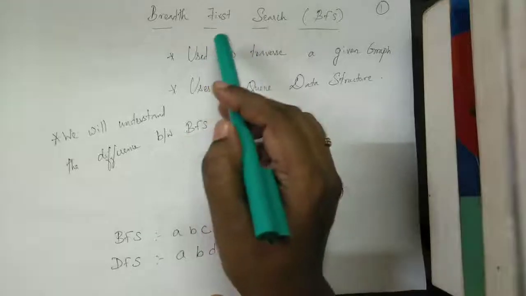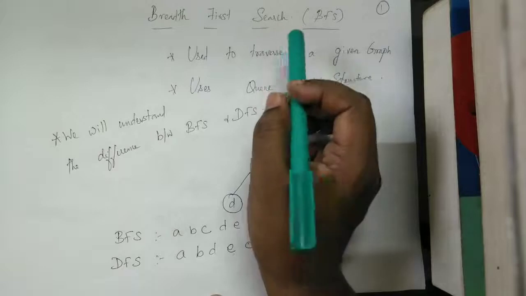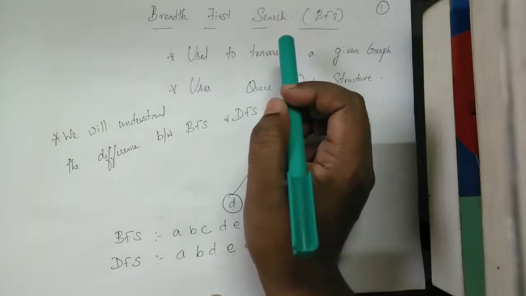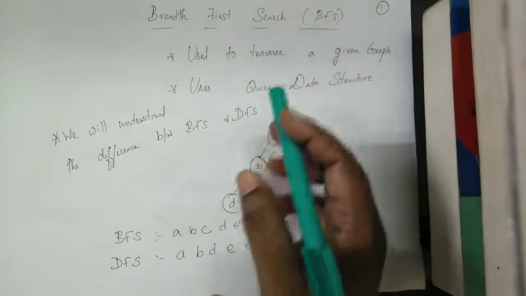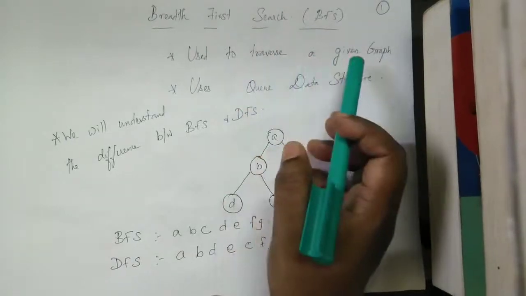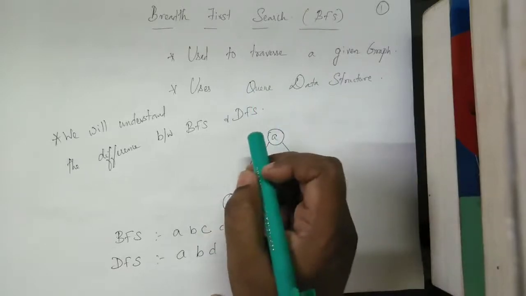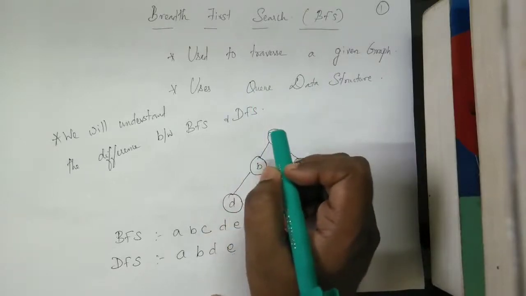Hello all. Today we are going to see about a graph traversal algorithm called breadth first search. In the last video lecture we saw about depth first search. Similar to DFS, BFS is also used to traverse a given graph. This uses a queue data structure, whereas DFS, we know, uses a stack data structure.